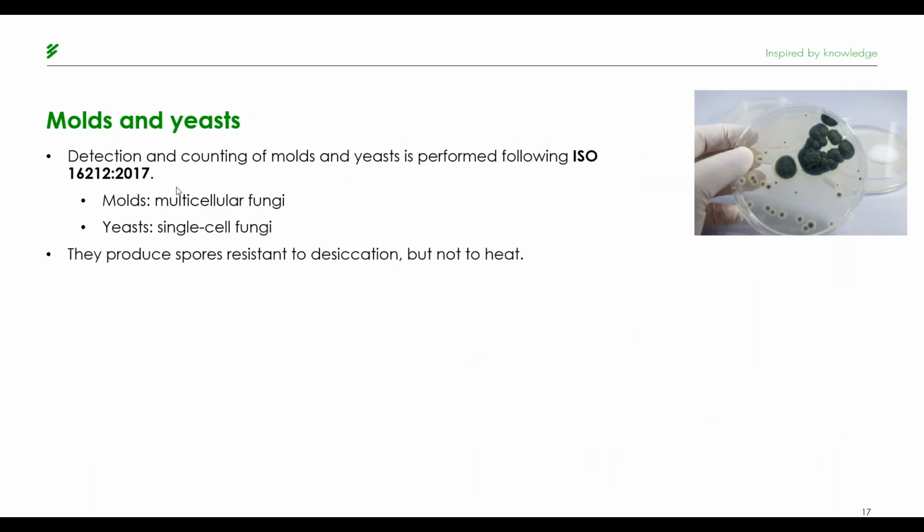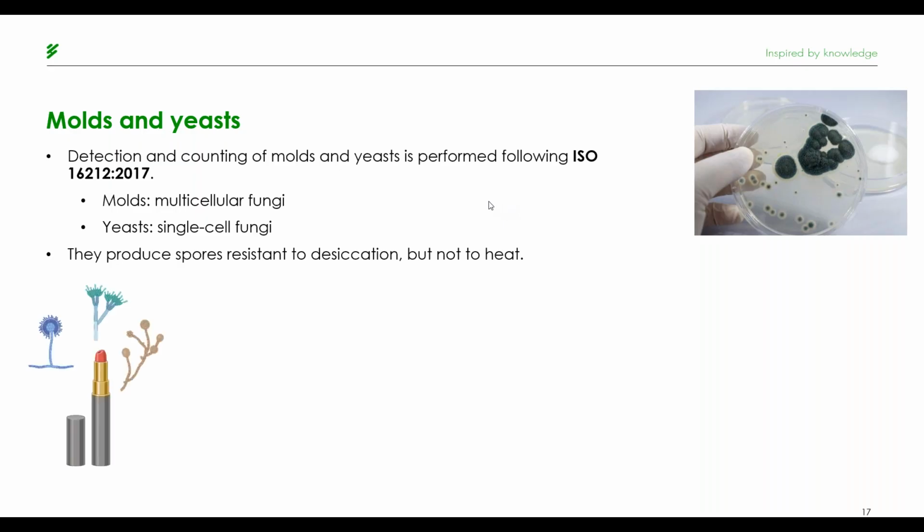Next, we perform the detection and counting of molds and yeasts following the ISO standard 16212. Our main focus here is to detect molds, which are multicellular fungi, and yeast, which are single-celled fungi. These fungi produce spores that are mainly resistant to desiccation, but not to heat. These microorganisms can also ferment the cosmetic product, and they can change its appearance and its properties. So it's very important to analyze these microorganisms.